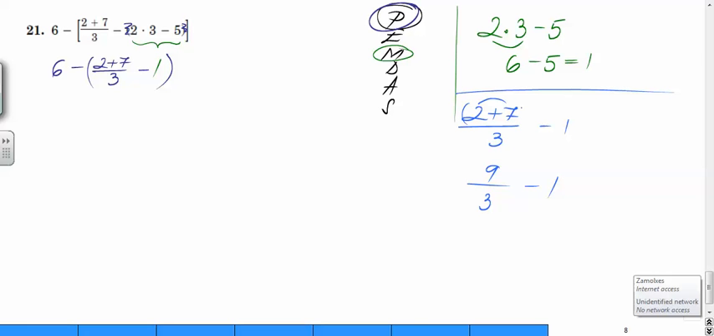I mean, imagine that this numerator here has a parenthesis, and that's why you're doing it first. 9 over 3, you guys know what that is. 9 divided by 3 is 3. So basically, your parenthesis is nothing else but 3 minus 1, which everybody knows equals 2. Okay? So instead of this parenthesis, I have just 2. My expression is now 6 minus 2, which equals 4. And we are done. We're good.